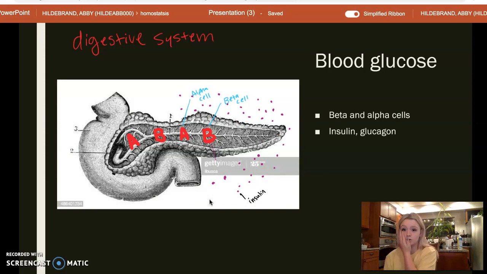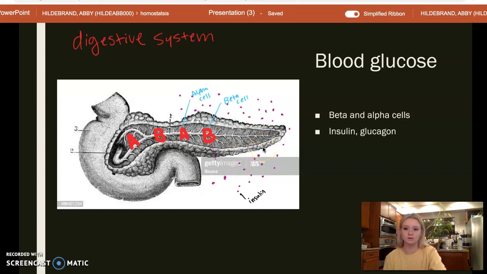So, blood glucose. This is a normal person taking in blood glucose, and the beta and alpha cells recognizing it. If the blood glucose is too low, then the pancreas will secrete glucagon to bring it back up, and then insulin, if it's too high, will bring it back down. That is normal.